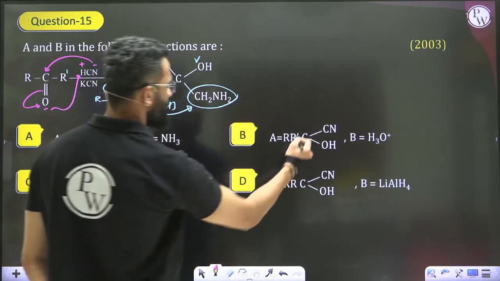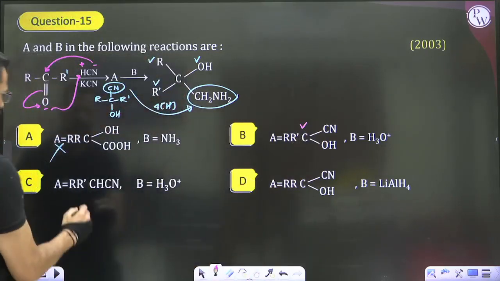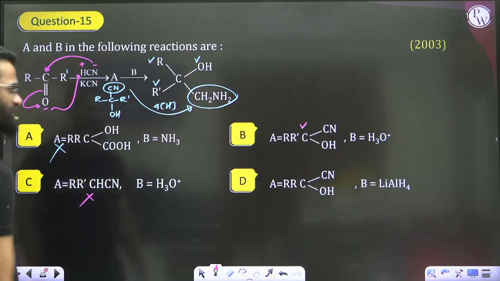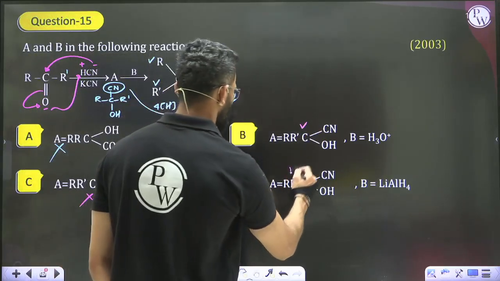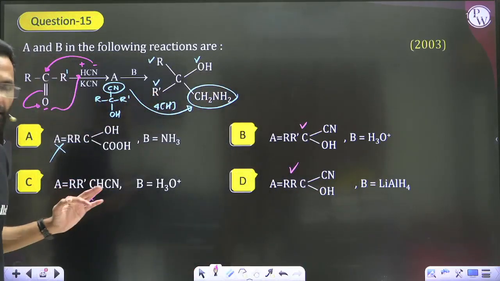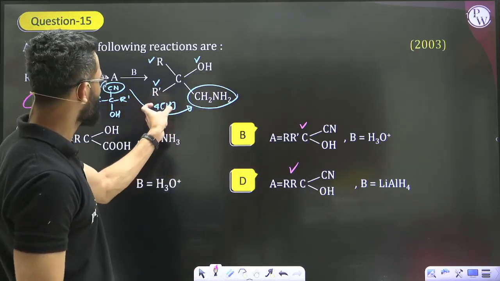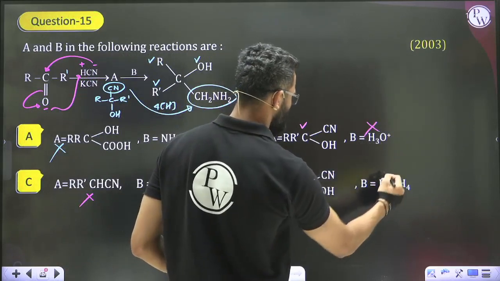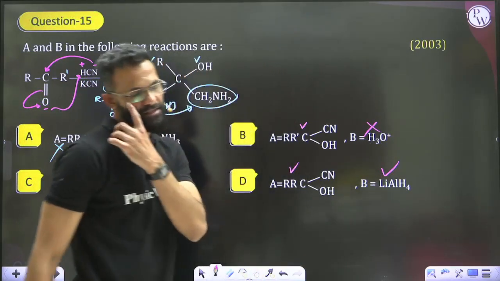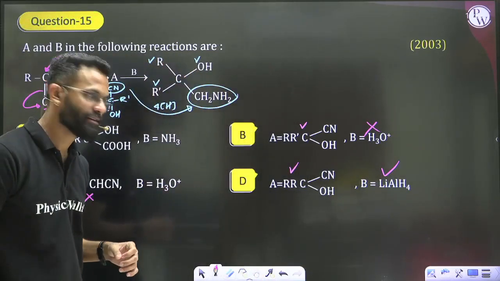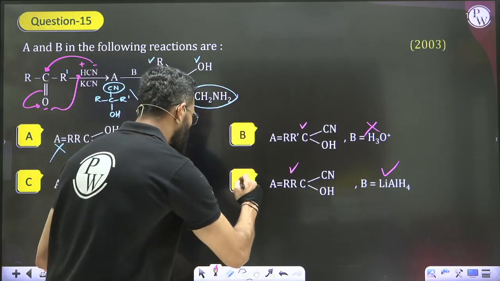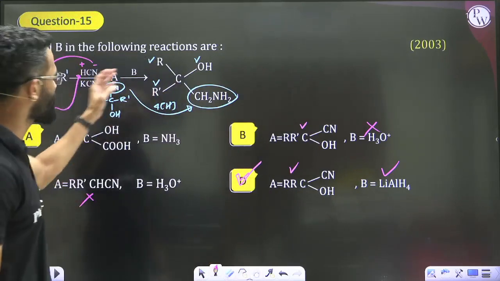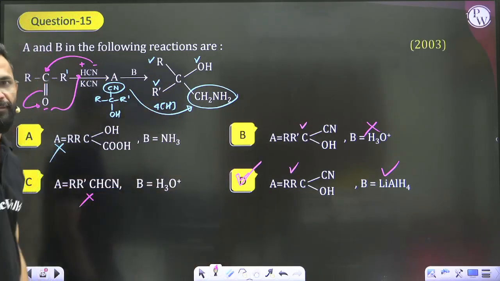Well, this could be A, R dash. Even this cannot be A because we need one of the groups as OH. This could be A. So options A and C are ruled out. Between B and D, B is a reducing agent. Here they are saying B is a hydrolyzing agent, not a choice. But yes, here we have got the reducing agent lithium aluminium hydride. Hence, the most appropriate choice, which is talking correctly about both A and B, is option D.